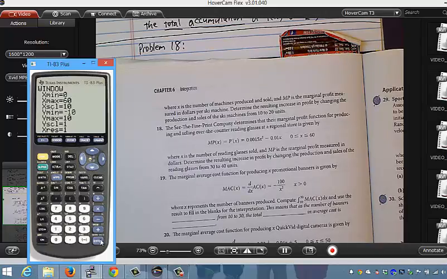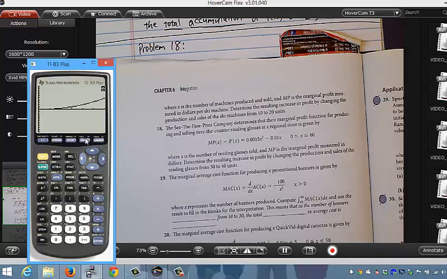Now, I may not have any idea what to use for my marginal profit yet, so I'm going to press graph. Oh, I can see it now, right? It's a parabola opening upward. Okay. It gets really thin down here. It says determine the resulting increase in profit by changing the production and sales of the reading glasses from 30 to 40 units. Let me do this.